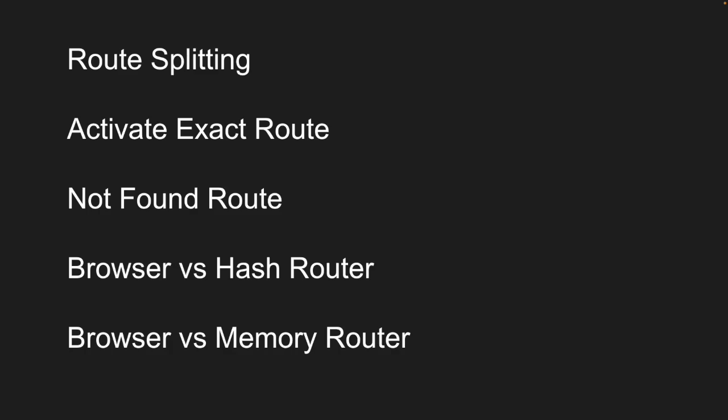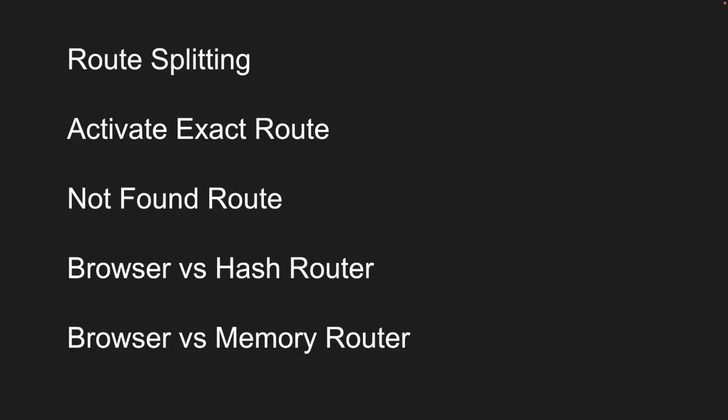Then we spoke about the not found route. Whenever no matching route is found, we have to show a fallback URL, and that is nothing but not found. Then we came up with browser versus hash router. These are all related to traditional routing mechanisms: browser router, hash router, memory router, and what the difference is between these. All this we have covered in this specific playlist.